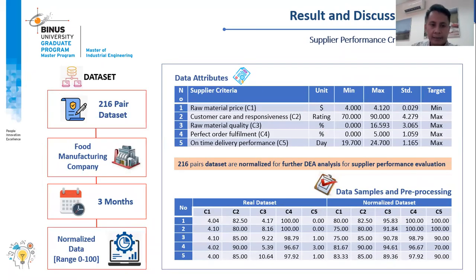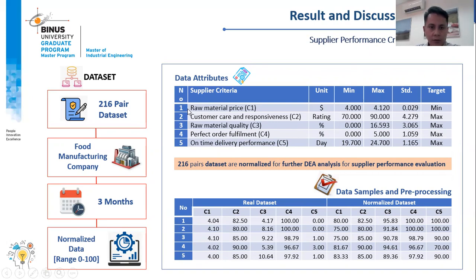And then we collected a data set. There are 216 pairs of data we collected from a food manufacturing company from the last 3 months. For this data set of 216, we normalized the data to get a range from 0 to 100. This is the data attribute.